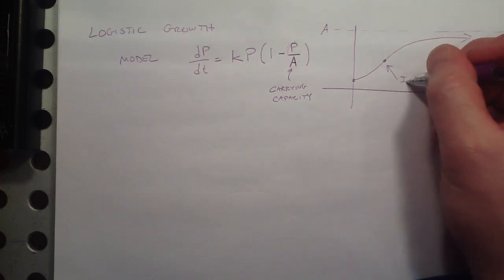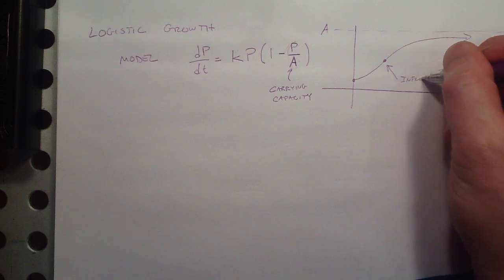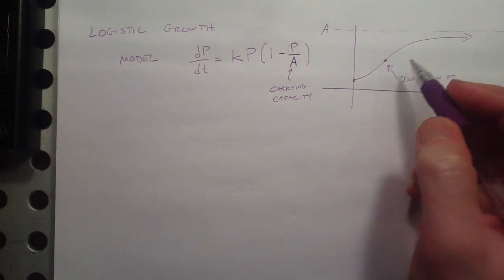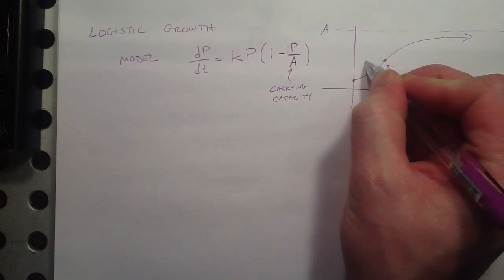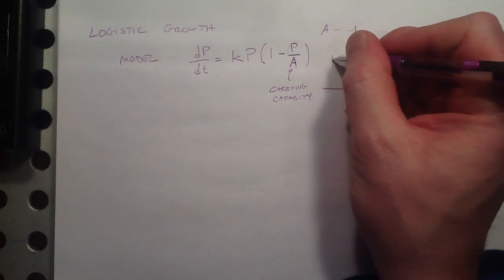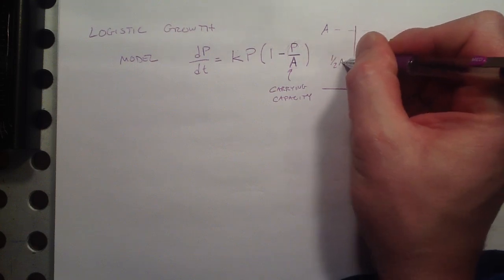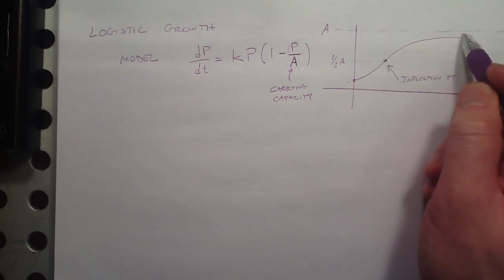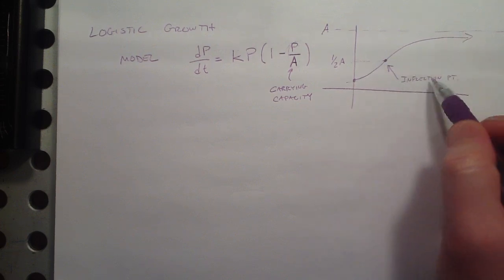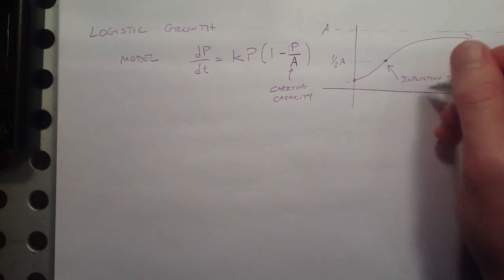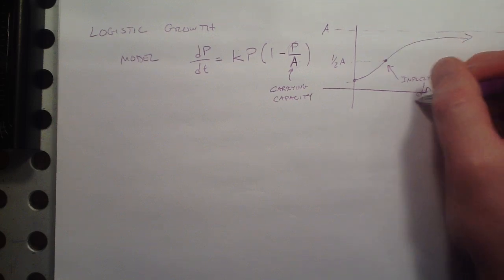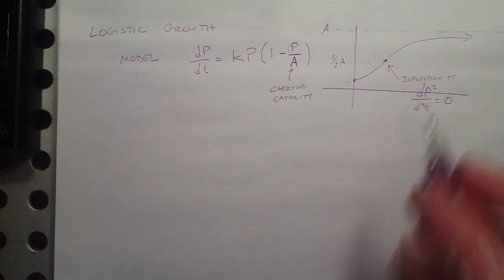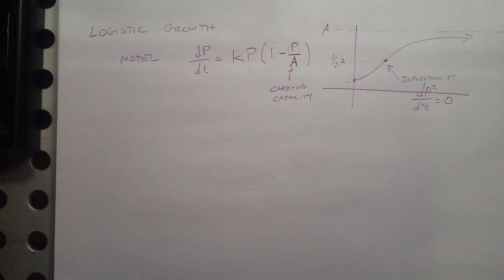there's an inflection point. And this inflection point always happens at 1/2 of the carrying capacity. That's where the rate of growth goes from increasing to decreasing. Of course, inflection point means the second derivative would be 0, right? And we'll do a little example with that in a second here.